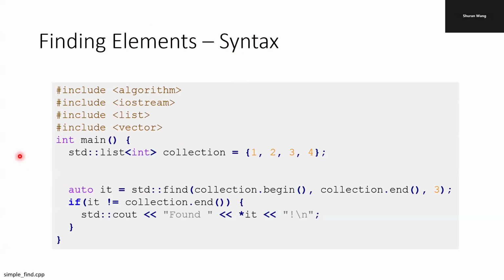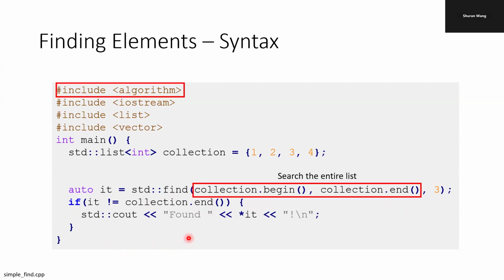Finding an element from any sort of container, like list in this case, we can use it equals std::find, collection.begin, collection.end, and the value you want to find. Then if it equals collection.end, that means you didn't find the value. In other cases, you can just directly dereference the iterator and see that you have found the value. In order to use find, you'll need to include the algorithm header. And still auto tells the compiler to determine the type.